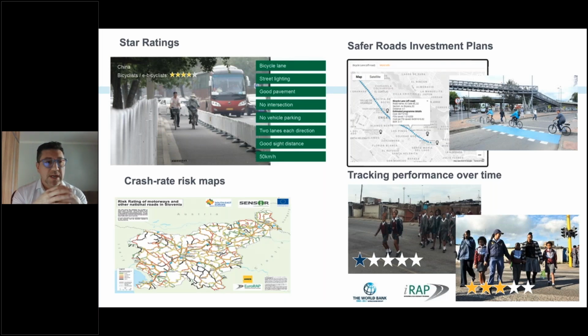So in iRAP, basically we do 4 products. It's star ratings, safer road investment plans, crash rate risk maps, and tracking performance over time. These are the 4 products that we do in iRAP, and we are going to be talking about the 4 of these soon. Next one.